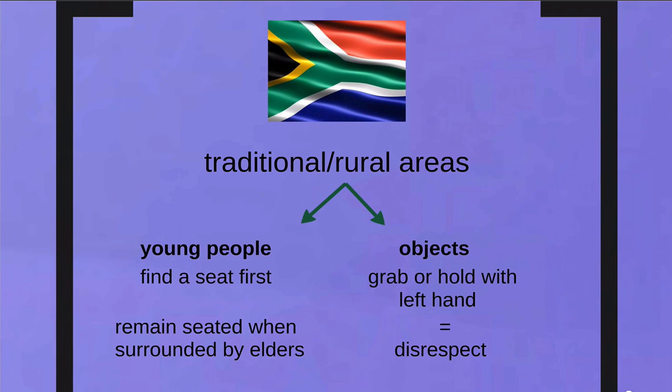For the most traditional South Africans, especially from rural areas, it's not polite for young individuals to stand in the middle of a room surrounded by elders. Different than many Western cultures, younger people should find a seat before starting a conversation. Another interesting detail is the use of the hands while holding objects. It's not polite to grab an object with the left hand because it can be considered disrespectful.